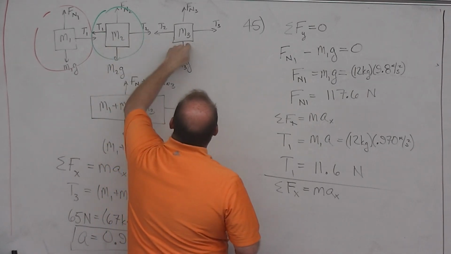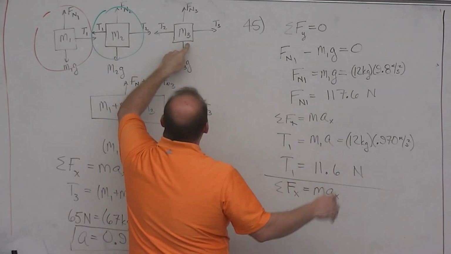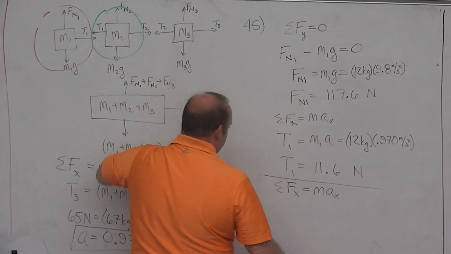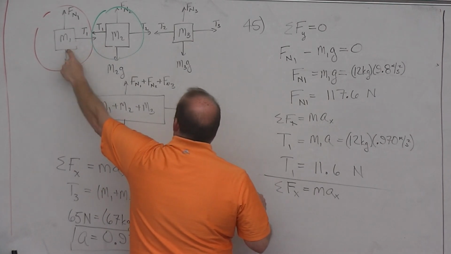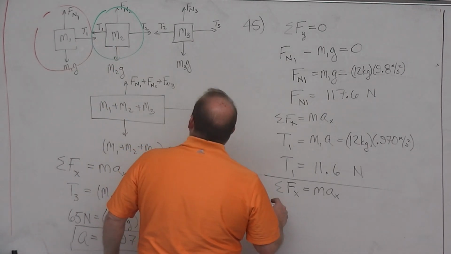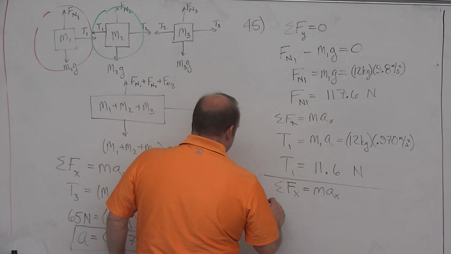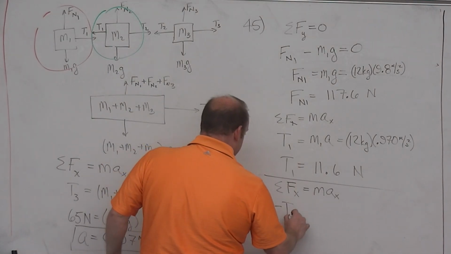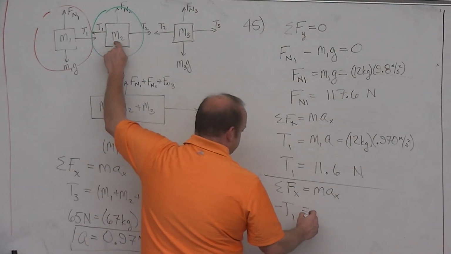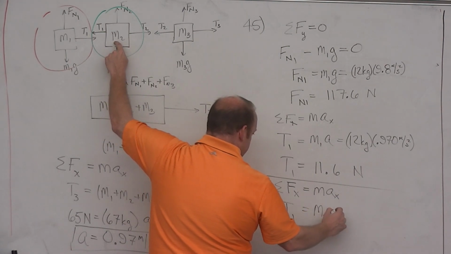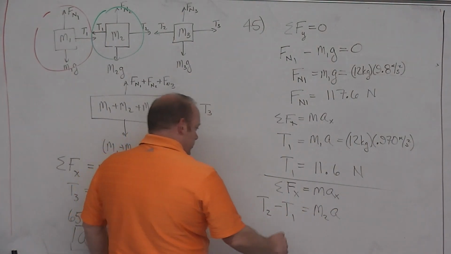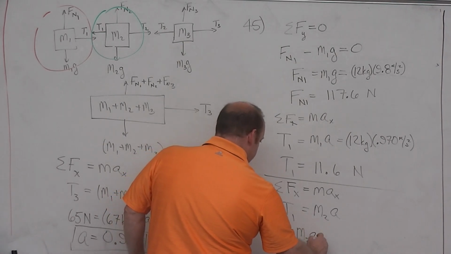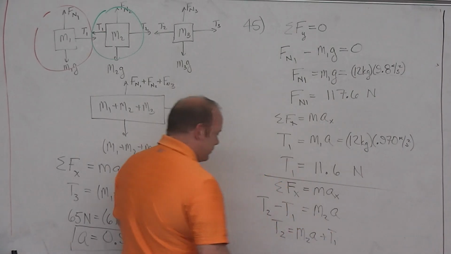So now, T2 pulls to the right, which we typically make the positive direction. It's also accelerating to the right, so it makes sense to do that too. T1 pulled to the right on M1, but pulls to the left on M2. So now, I've got T2, so T1 has to be negative on M2. The mass is M2 times the acceleration. So now T2 is equal to M2A plus T1.